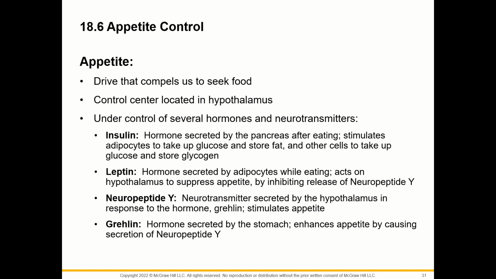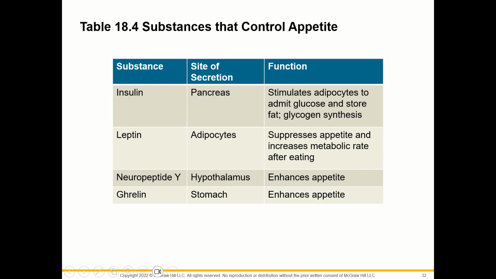Leptin is a hormone secreted by adipocytes while eating. It acts on the hypothalamus to suppress your appetite by inhibiting the release of neuropeptide Y. Neuropeptide Y is a neurotransmitter secreted by the hypothalamus in response to the hormone ghrelin, and it stimulates the appetite. Ghrelin is the hormone secreted by the stomach and enhances appetite by causing the secretion of neuropeptide Y. I kind of live in the neuropeptide Y and ghrelin realm of hormones always.